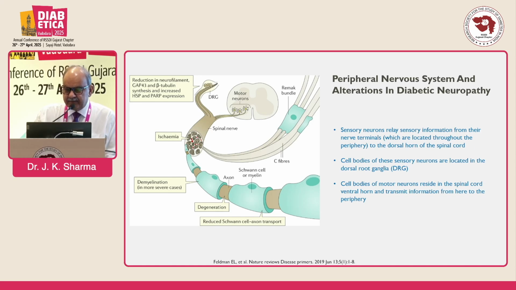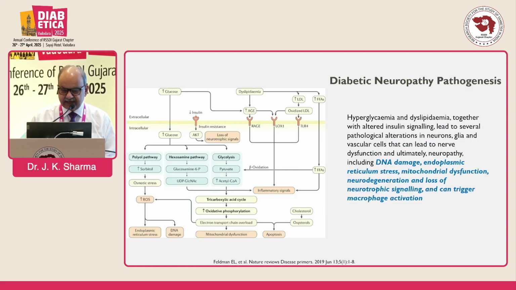Now, the peripheral nervous system and the alteration in diabetic neuropathy, how does it take place? The sensory neurons relay sensory information from their nerve terminals, which are located throughout the periphery, to the dorsal horn of the spinal cord. And cell bodies of these sensory neurons are located in the dorsal root ganglion. Cell bodies of motor neurons reside in the spinal cord ventral horn, and transmit information from here to the periphery. So this is how it happens.